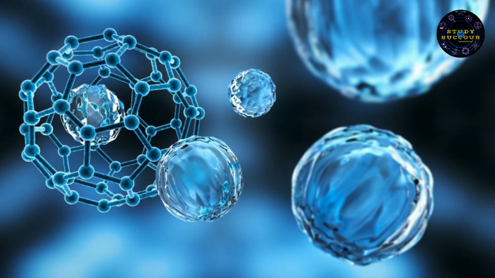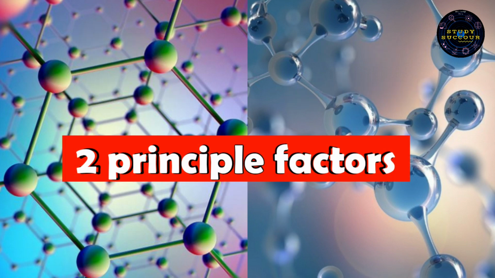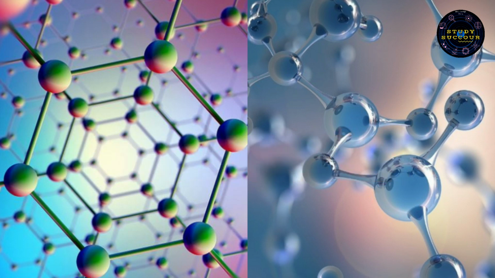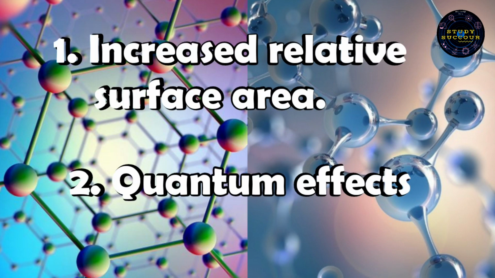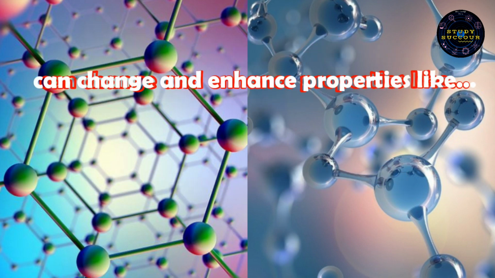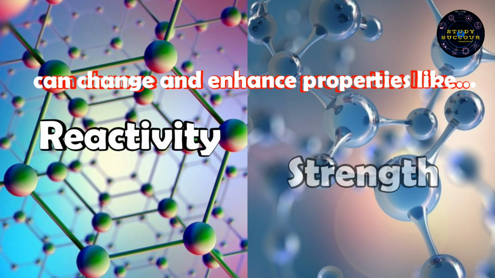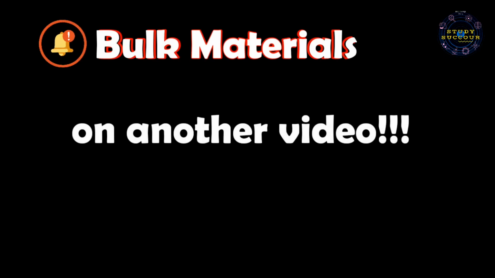Now, do not confuse nanomaterials with bulk materials. The two principal factors that cause the properties of nanomaterials to differ significantly from bulk materials are increased relative surface area and quantum effects. These factors can change or enhance properties such as reactivity, strength, and electrical characteristics. About bulk materials we may discuss later in another video. So let's continue with nanomaterials.